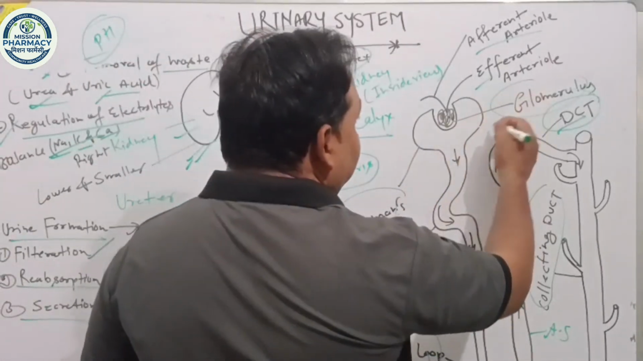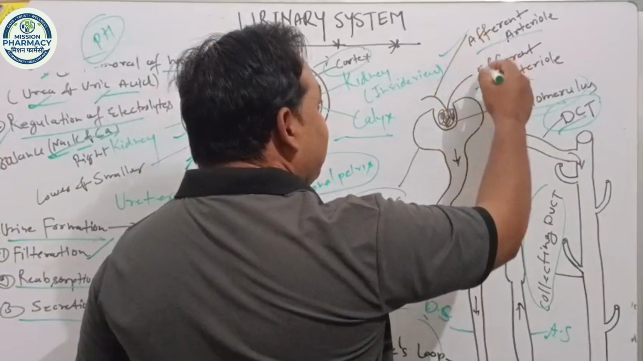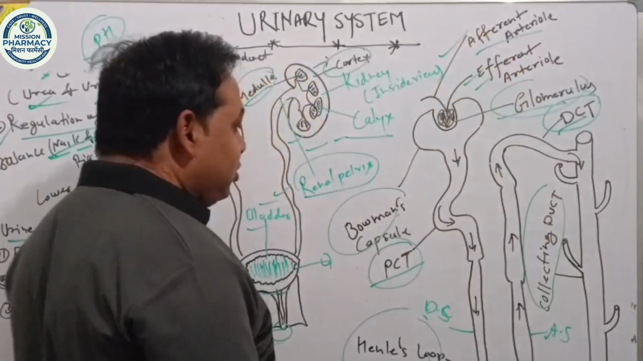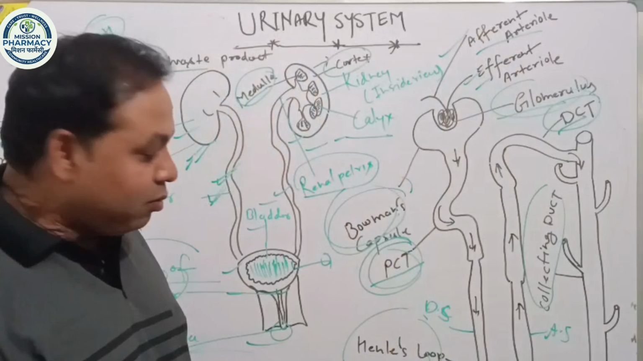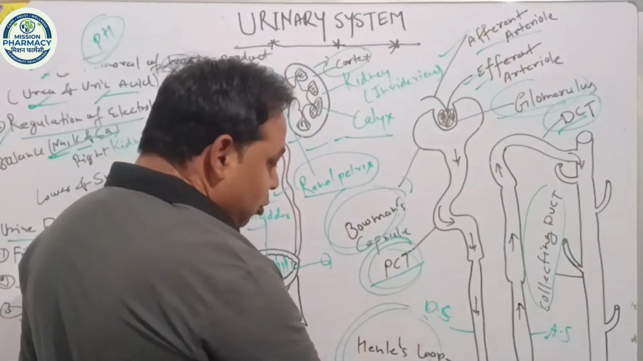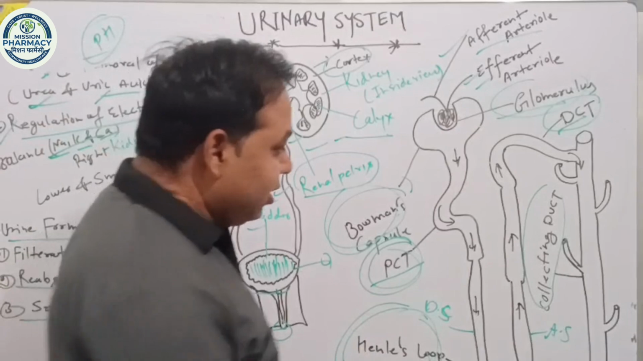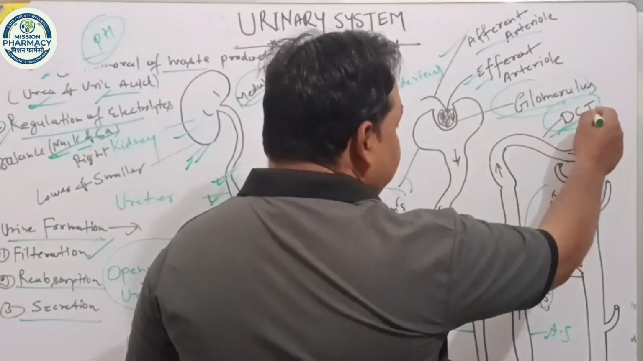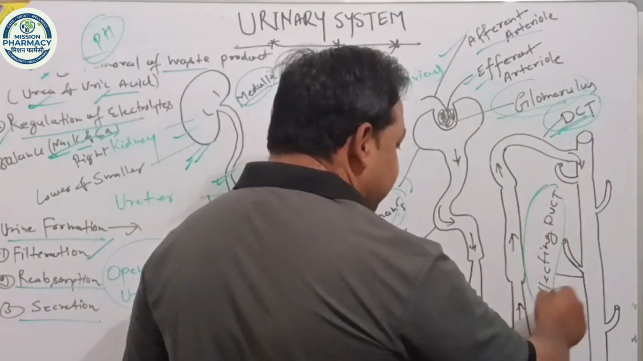This one is the glomerulus. This is the afferent arteriole, and this one is the efferent arteriole. This is the Bowman capsule. This is the PCT, proximal convoluted tubule. This is the loop of Henle. There are two limbs of the loop of Henle, the ascending and descending. And this one is the DCT, distal convoluted tubule, and finally it connects to the collecting duct.